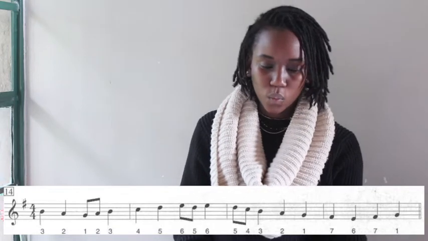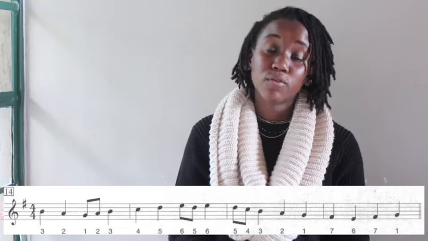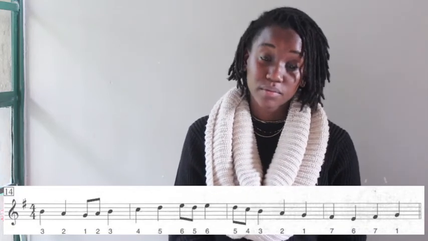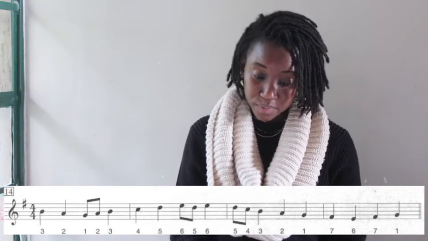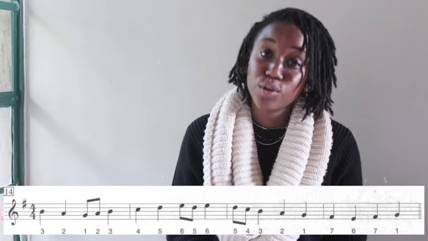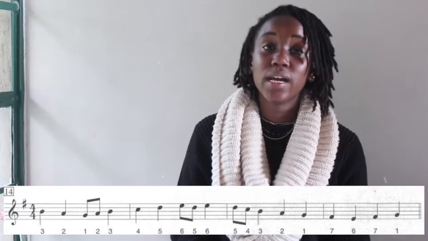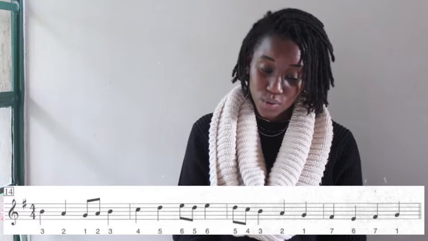Now, our do for number 14 is G. We know this because there's one sharp. Can you see the hashtag? That is a sharp. Just as a reminder, if you're new, that is a sharp. It's not a hashtag. So one sharp tells us that we are in the key of G. G is our do.